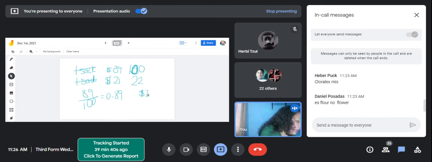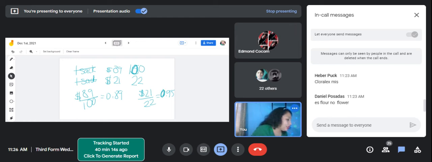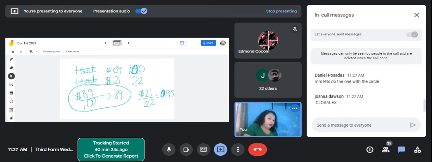And then you take the $21 and you divide it by 22 pounds. How much is that going to be? 21 divided by 22. That gives you 95 cents. Okay, so which one is cheaper? The big one, miss. So in your case, Herbie, you're going to say that in Flower's case, buying the big one is cheaper by the pound than buying the smaller one, right?